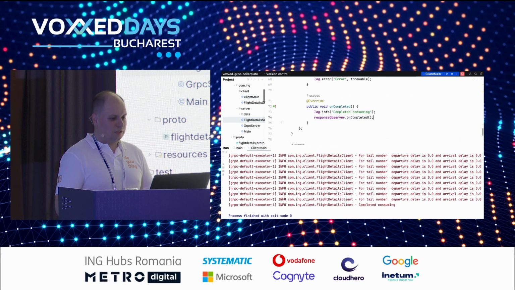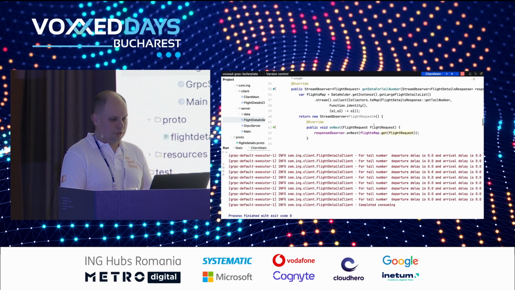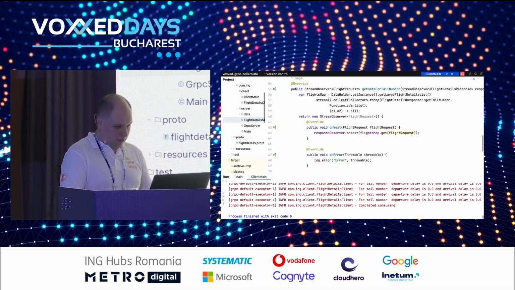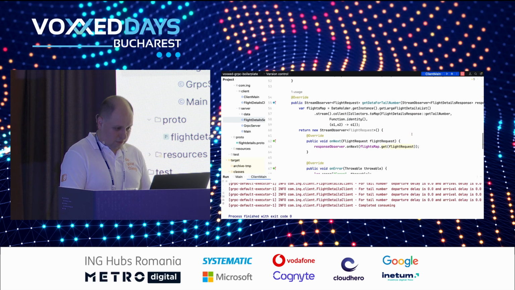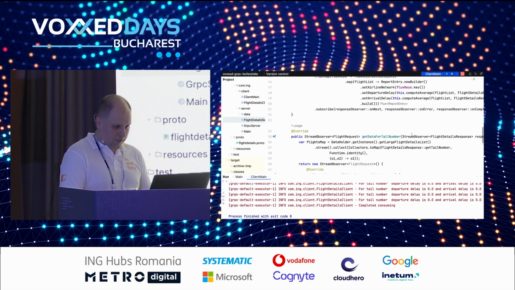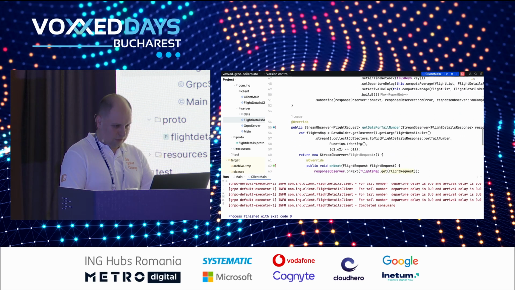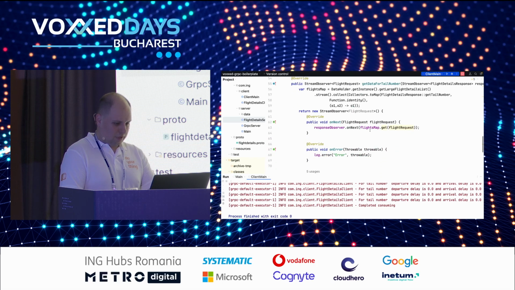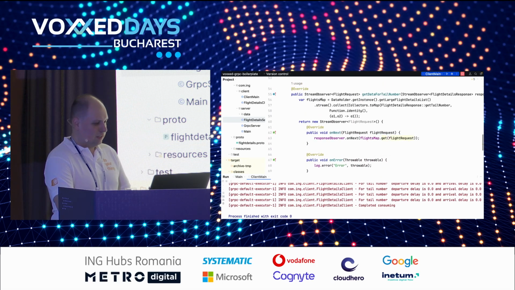But the idea is for you guys to see how bidirectional streams can be implemented. So I did it here: flights map, get flight request. Probably the map is not okay. Nevertheless, let's continue. So we looked at how bidirectional channels can be implemented.